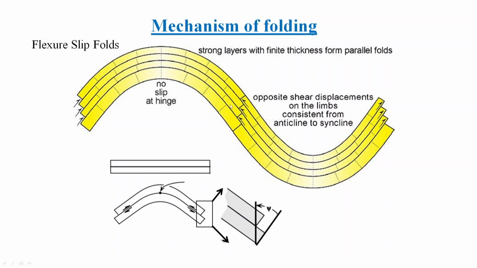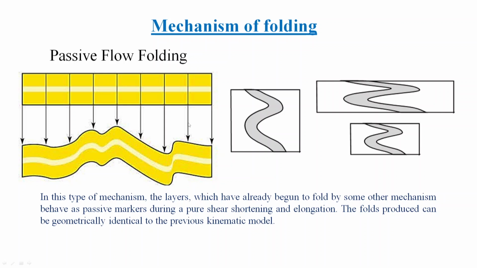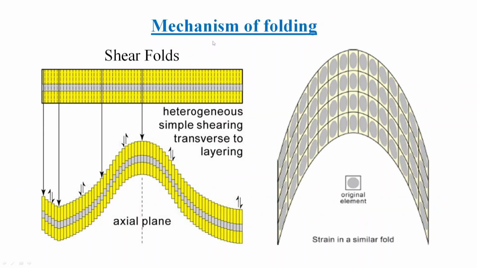So here again, coming back to the idea of flexural slip, individual layers will go into right lateral and left lateral kind of slip, and they will form folds like this. You also have passive flow folding like this, when your layer is passively getting folded, and it is very common in a kind of fold that is referred to as a ptygmatic fold. So this passive flow folding of one particular layer can be considered as a ptygmatic fold.